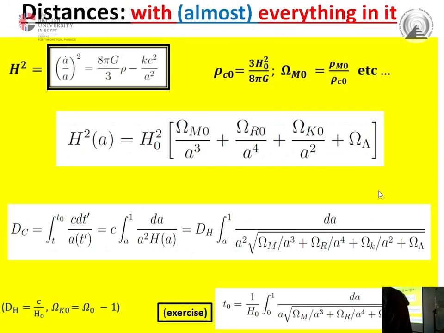Okay. Now back to the boring observation. So how do we want to start calculating the comoving distance? For our universe, we suppose that there's only matter, normal matter, there is radiation, and there is the curvature that we have to put, because we don't know if there is curvature or not. And there is the cosmological constant.